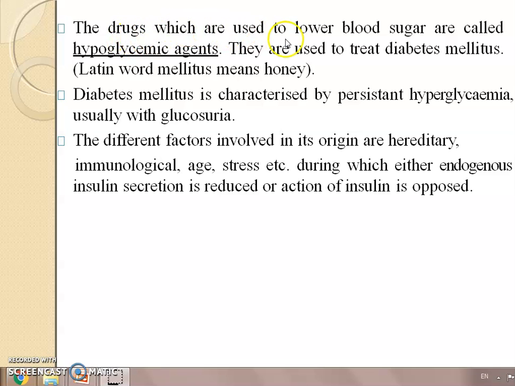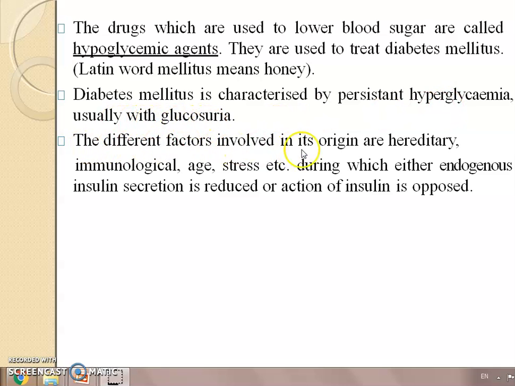The drugs which are used to lower blood sugar are called hypoglycemic agents. They are used to treat diabetes mellitus. In Latin, mellitus means honey. Diabetes mellitus is characterized by persistent hyperglycemia, usually with glucosuria.